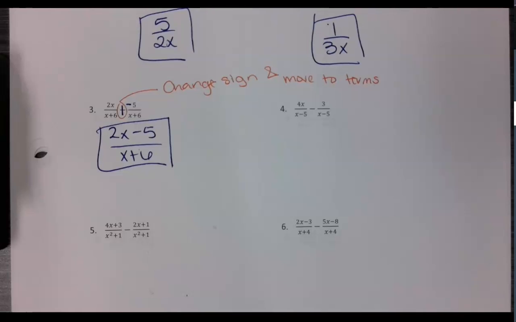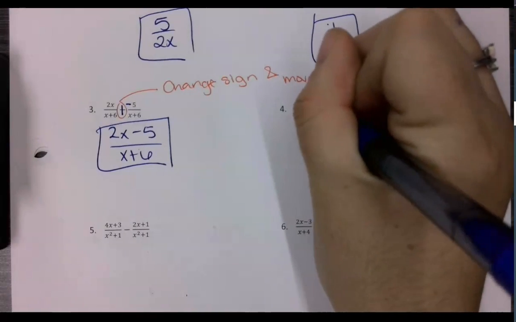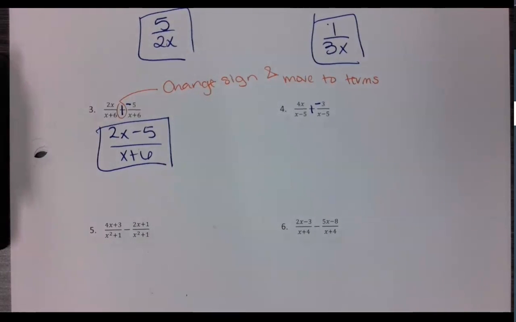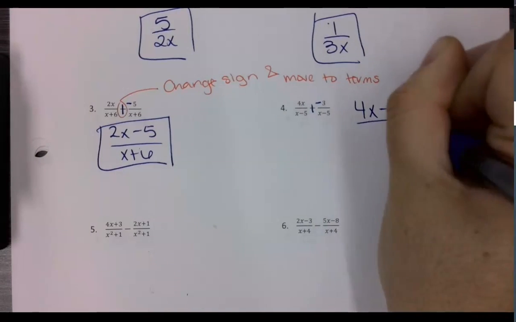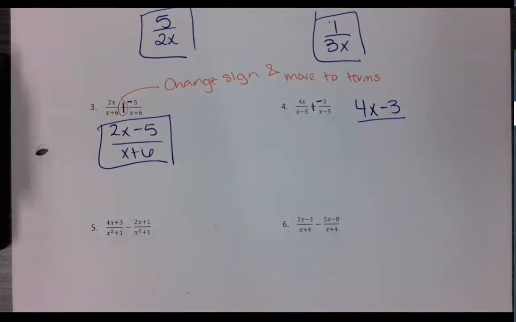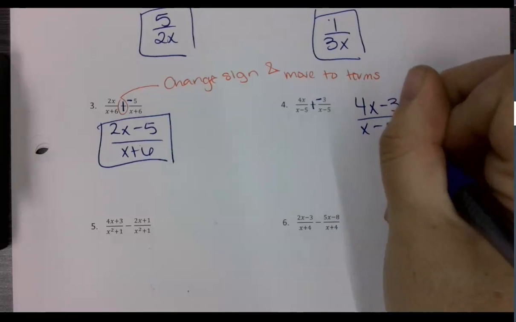So on number 4, what do I want to do? Change the sign. So this is going to become a plus and this is going to become a negative 3. So when I combine them, I have 4x minus 3 on the top. And then on the bottom, x minus 5.